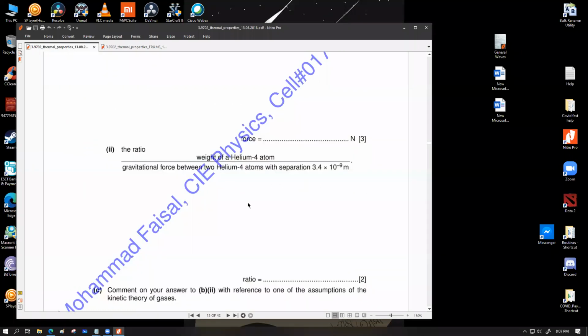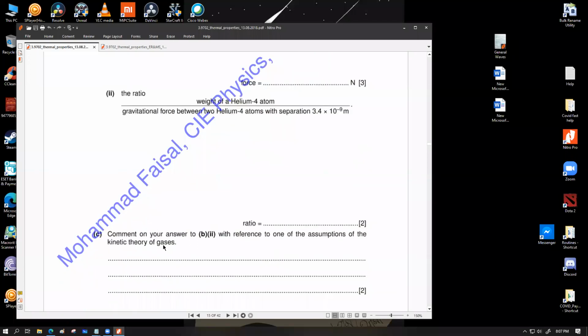Okay, so it means the ratio is 2.6 times 10 to the power 20. Yes, so we can see that the magnitude of the ratio of these two forces, the weight of the helium atom, is significantly large compared to the gravitational force between them. It says comment on your answer to B2 with reference to one of the assumptions of the kinetic theory of gases. So what they are trying to show us is that the gravitational force that exists between the particles is significantly smaller.